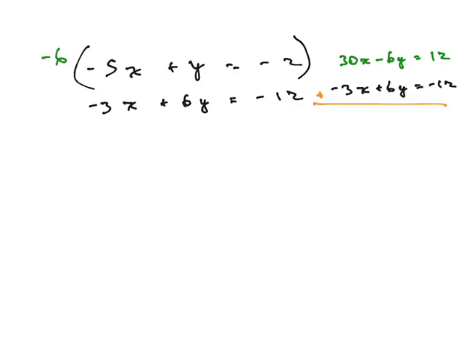And then the professor would say, add these two equations together. And if you do that, 30x minus 3x gives you 27x. The negative 6y and the positive 6y cancel. And the right side, 12 minus 12, gives you 0. And so we get x is equal to 0.